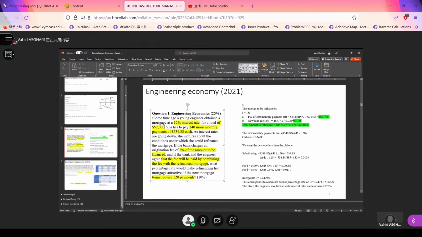Okay, this $52,000 is basically useless in this question. As you can see, this number has never been used. The question talks about she has to pay 240 more monthly payments of each. They are talking about the remainder of the mortgage, not the original amount of money. So they are talking about the remainder of the refinanced mortgage.